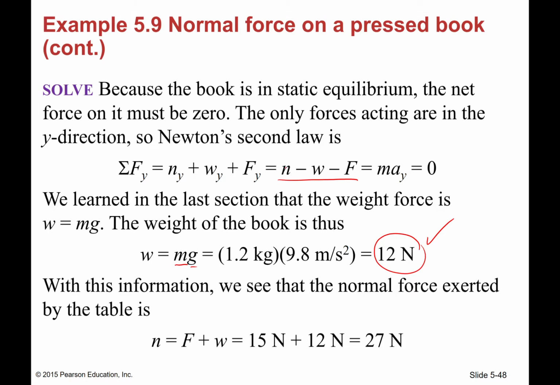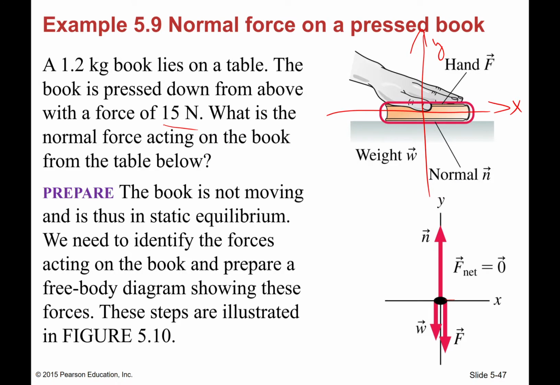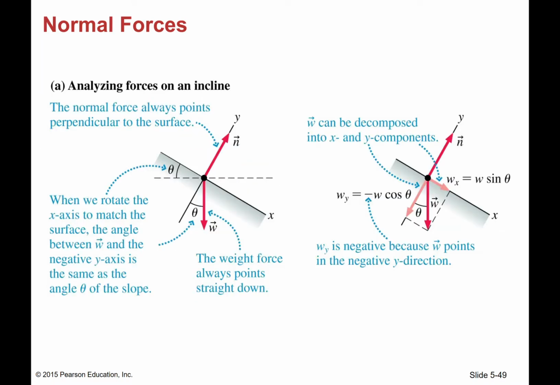And then there is an extra force from the hand that is pushing. So that is 15 newtons. So I have the hand force and the weight, and that gives me 27 newtons. That is the normal force. This 27 newtons is the force from the table on the book, and that is the normal force.